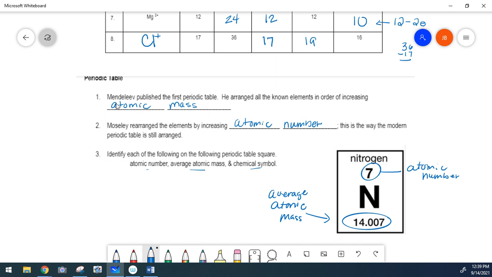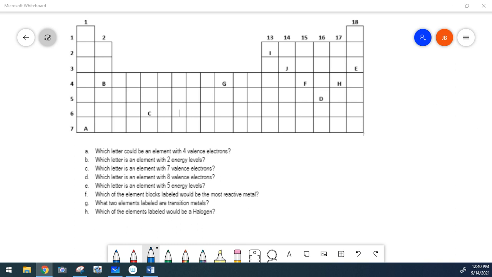Okay, and where is the chemical symbol? N. So when your atomic mass has a decimal, that means that. Okay, it says which letter could be an element with 4 valence electrons? Okay, that's 1, 2, 3, 4. Okay, so which one could it be?